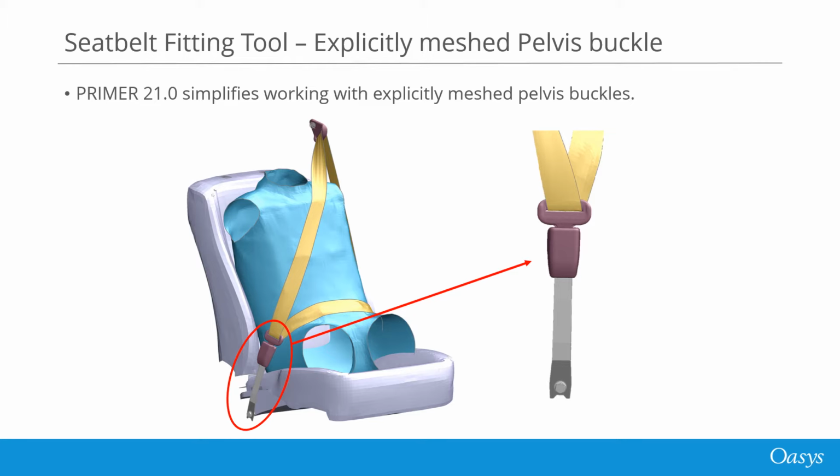In Primer 21, working with explicitly meshed pelvis slip rings was made significantly easier, speeding up the process of creating an initial belt path and fitting the belt around a naturally positioned pelvis buckle.